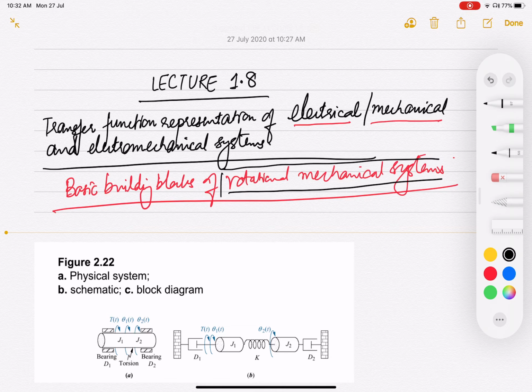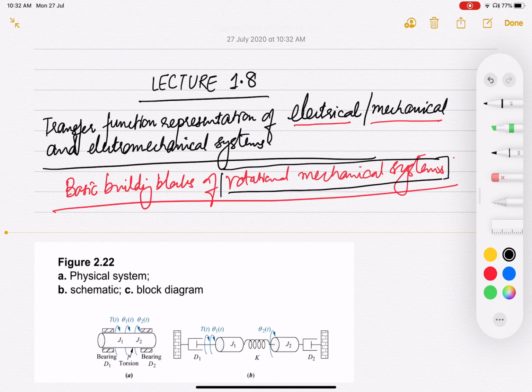The treatment of rotational mechanical systems is analogous, very similar to the treatment of translational mechanical systems, except for one major thing, that is the presence of gears in rotational mechanical systems. So we're going to talk about this a little bit in detail today, especially because it is very relevant to electromechanical systems that we're going to do in detail later on in this unit.